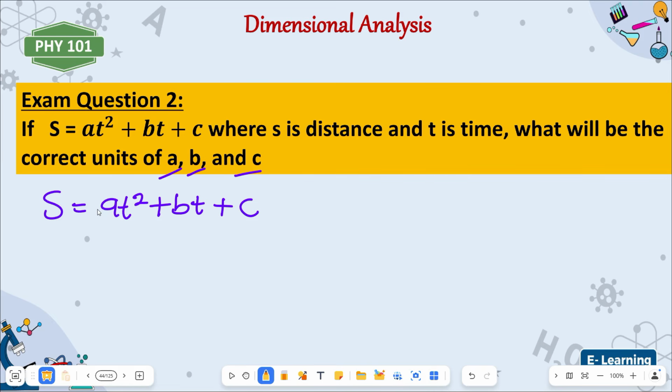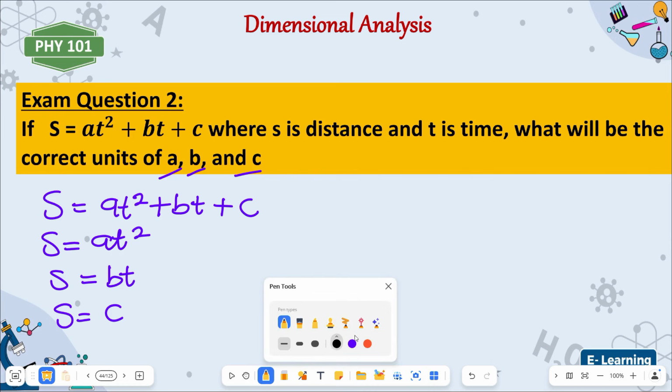So whenever you see something like this in the exam, the first thing you need to know is that x is equal to what? First, write it out that x is equal to at squared. This same x is also equal to bt. And this same x is also equal to c. Right? So if x is equal to at squared, x is equal to bt, x is equal to c, my dear student, what are you having at the end of the day?